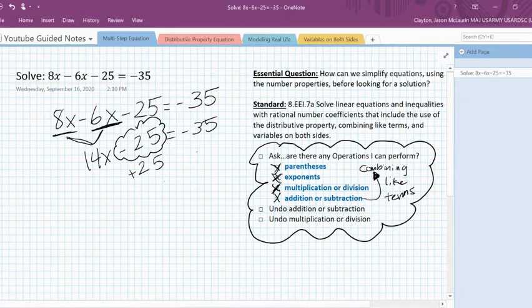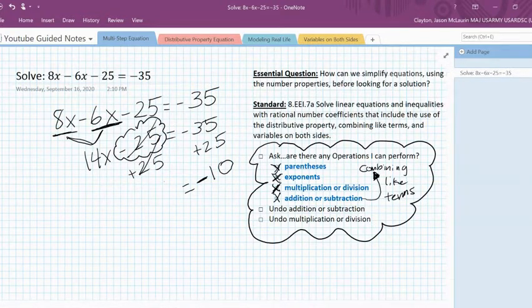The example I gave you guys was with the scale. Remember, what I do to one side of the scale, in order for it to remain balanced, I have to do to the other side. 25 minus 25 becomes 0. Negative 35, positive 25. Because 35 is bigger than 25 and it's negative, I know that my answer has to be negative as well. So I have negative 35 plus 25 will give me 10.